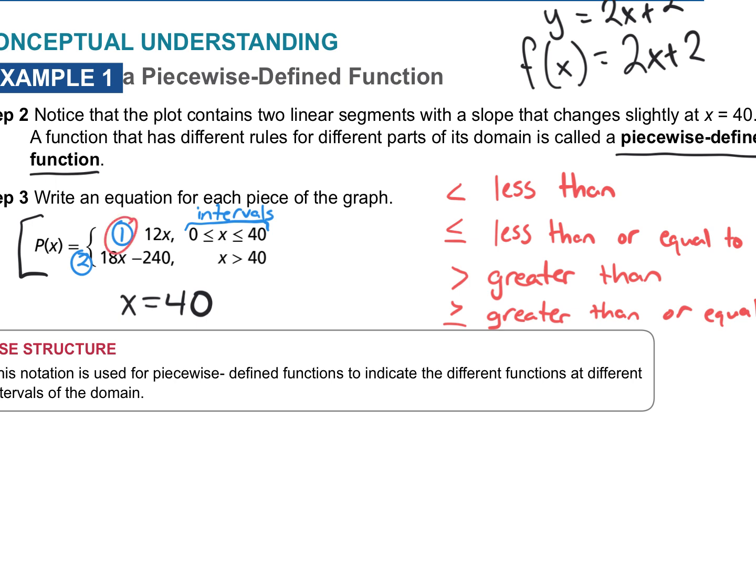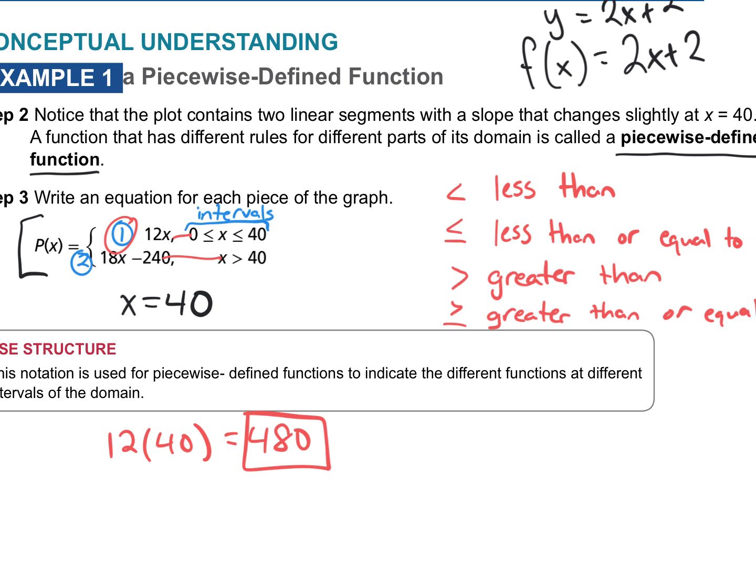Since I picked this interval, that means this function is activated. So we're going to substitute 40 into that equation. I'm going to have 12 times 40, which gives us 480. So 480 is our answer. The steps to follow: you pick which interval, and then from there you substitute into that equation. Does that make sense? This interval goes with this equation, this interval goes with that equation.